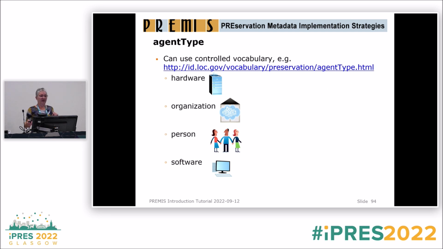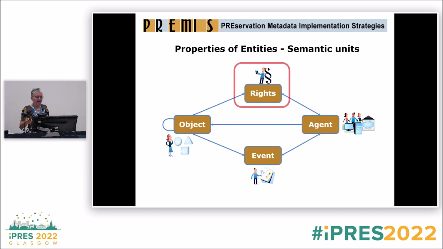Then there was the agent type. Again, there is a vocabulary on id.loc.gov which you can use, but in this case, it's more common that we say use these values, but you could also use others, I think. And as said before, it can be hardware, it can be organization, it can be software, and it can be a person. And you may wonder why it can be hardware, but that's actually because it has to do with environments. Then you will need to have agents that are hardware as well. So that was what there was about agents. Any questions here? No?